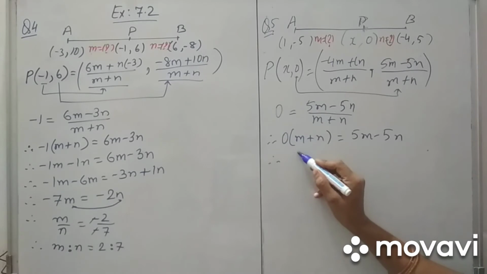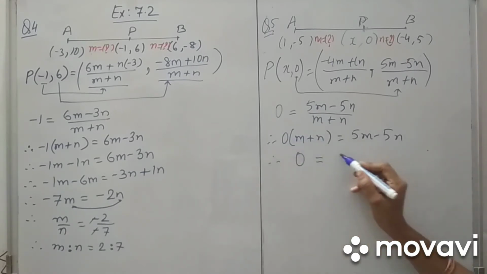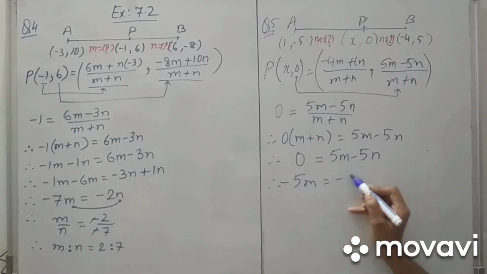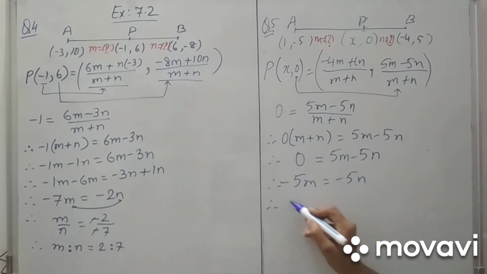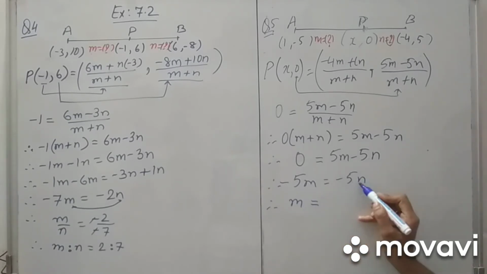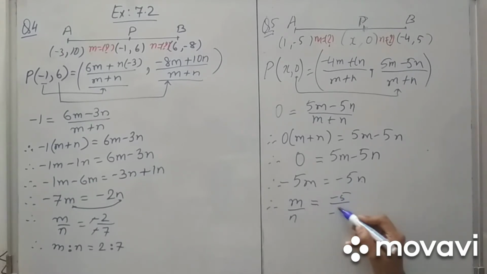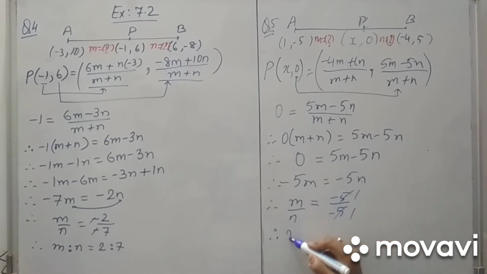Therefore on multiplication it becomes 0. You know anything multiplied by 0 is 0. 5m minus 5n. Therefore taking m on left side, and n in denominator, minus 5 upon minus 5. So 1 and 1. So what we are getting is m by n is equal to 1 is to 1.